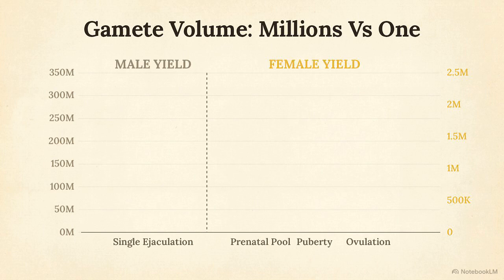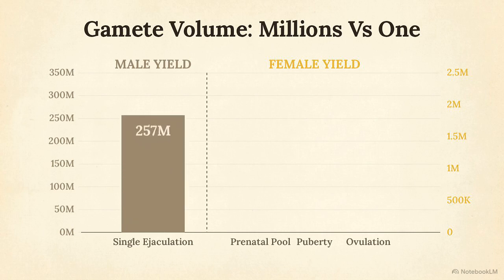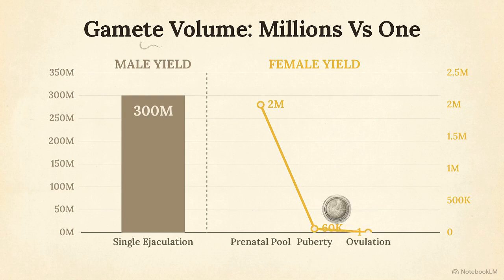This split-screen counter tracks the sheer volume of human gamete production. On the male side, a single instance of ejaculation releases an estimated 200 to 300 million microscopic cells. Contrast that against the female yield over a lifetime. From an initial prenatal pool of 2 million, the reserves drop to roughly 60,000 by puberty, ultimately outputting exactly one viable cell per ovulatory cycle.